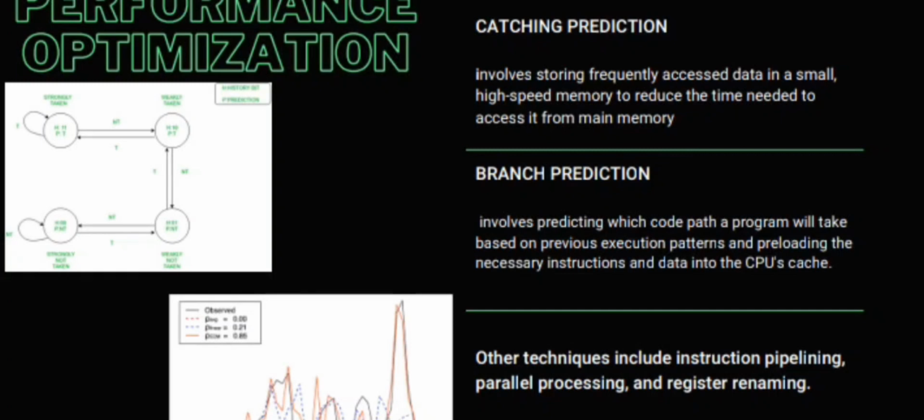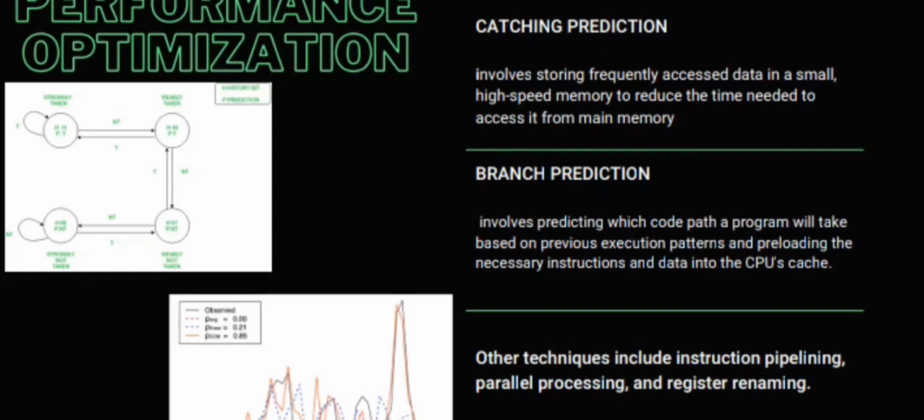Cache memory is typically organized in a hierarchy of levels, with the smallest and fastest level storing the most frequently accessed data. Caching prediction algorithms use various strategies to determine which data to store in the cache, including temporal and spatial locality, where data that is accessed frequently or is located close together in memory is more likely to be stored in cache. Another technique is branch prediction.